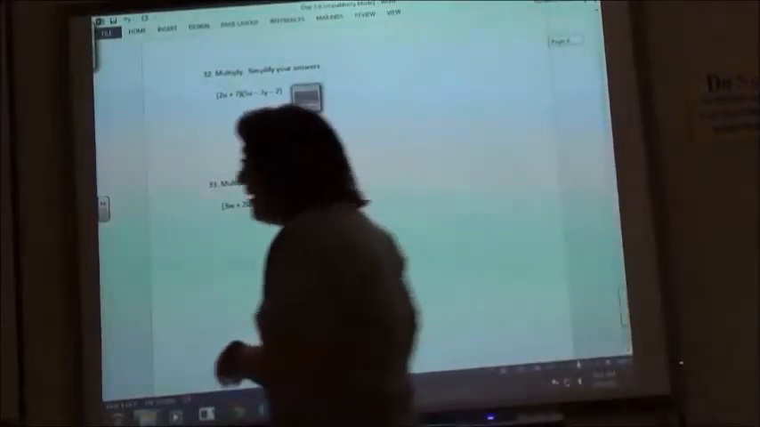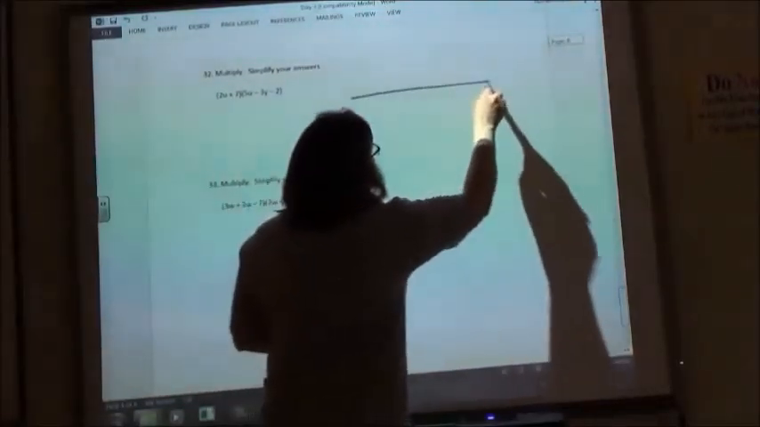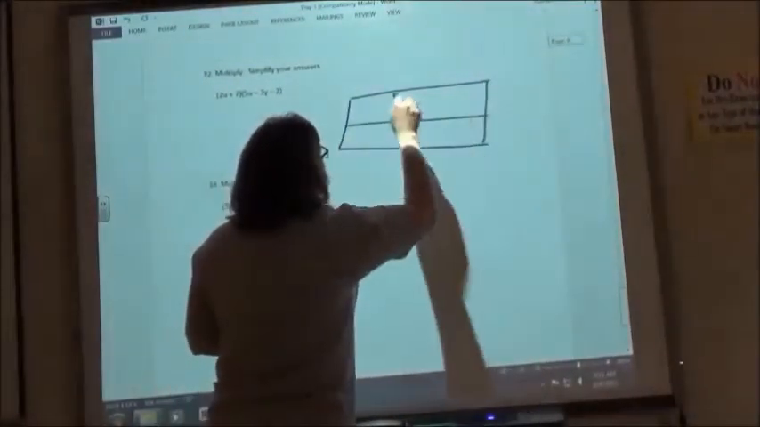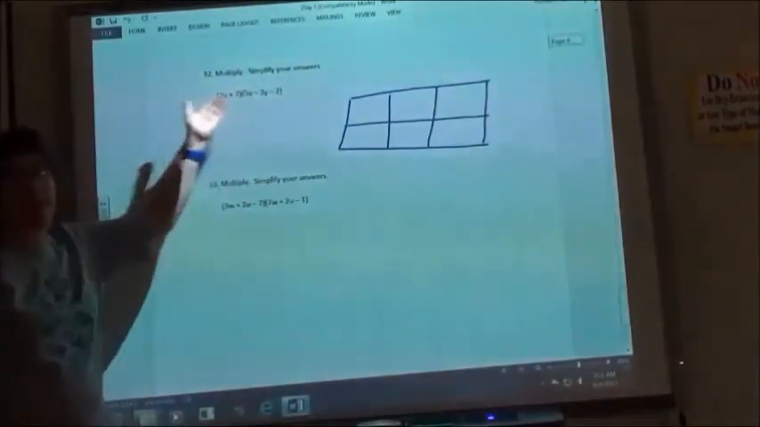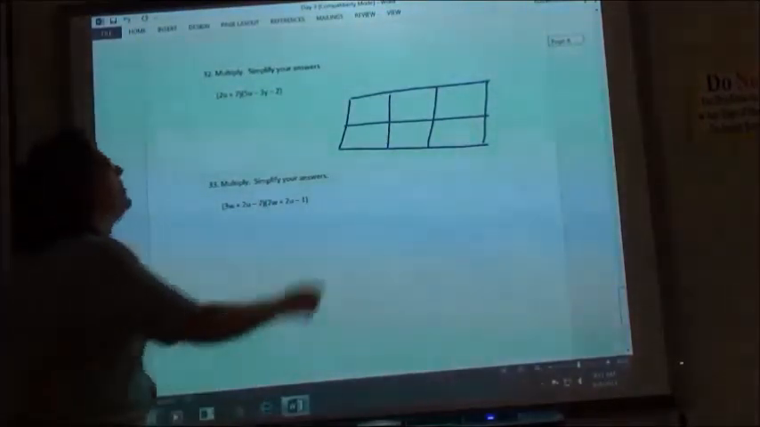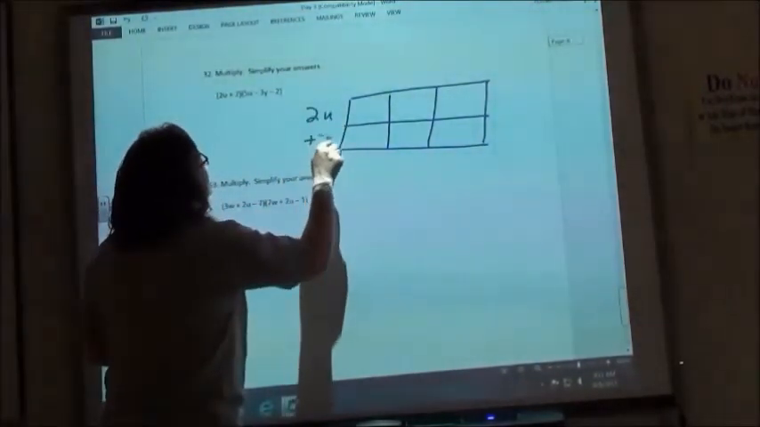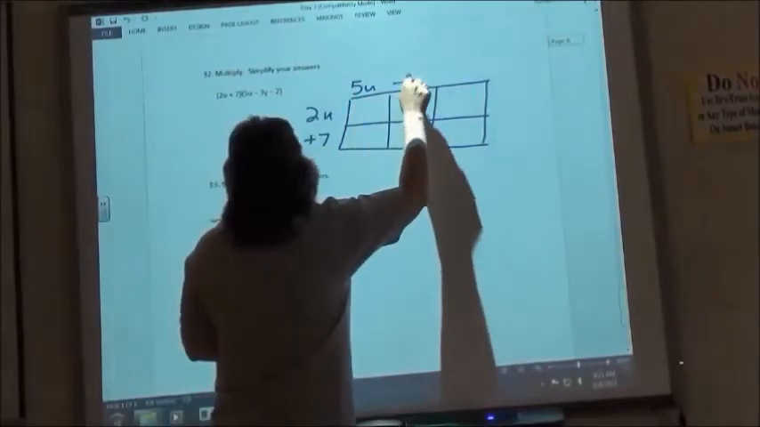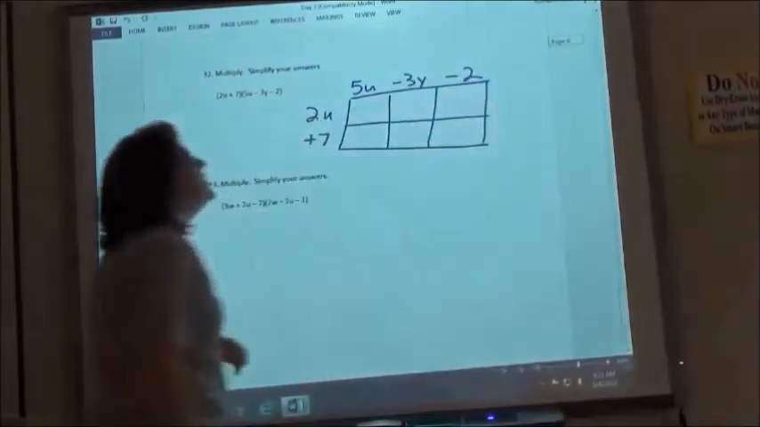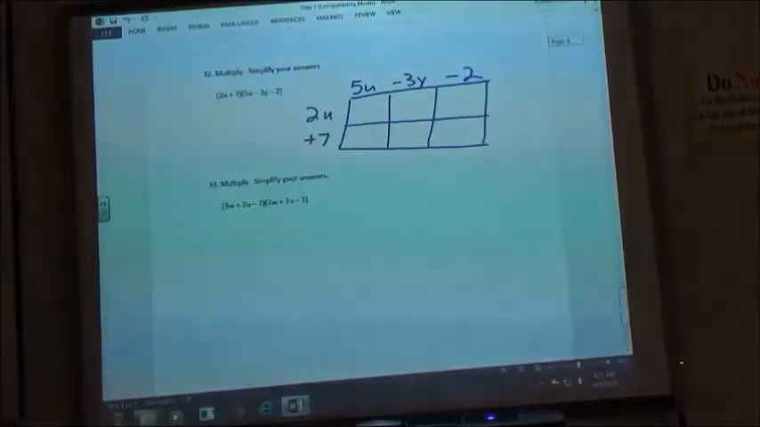Now, the suggestion I make for some of our older students that have kids, because your kids always have to come in and bug you right when you're in the middle of something, is if you tend to get lost where you're at because you get interrupted while you're working, one little trick you can do is basically just to make a box, and I'm making my box 2 by 3 since I'm multiplying a 2 by 3 polynomial. 2u plus 7, 5u minus 3y minus 2, and it just kind of keeps you organized so that if you get interrupted in the middle of the problem, you know where you left off.